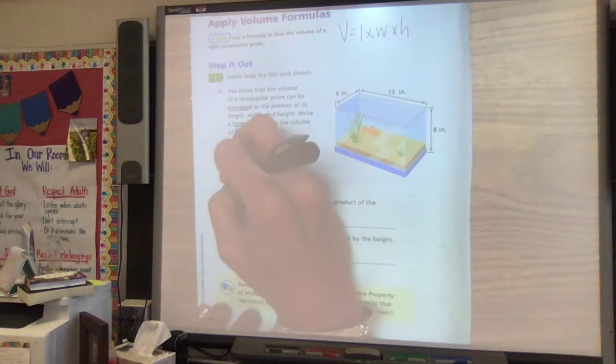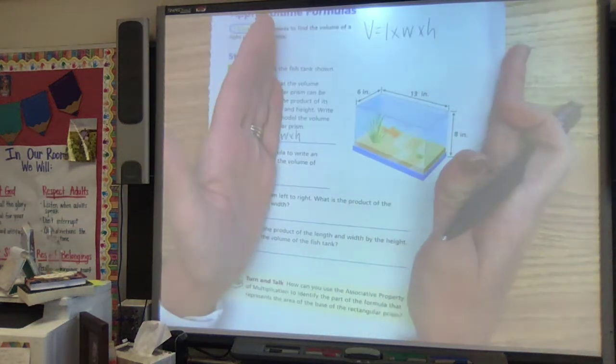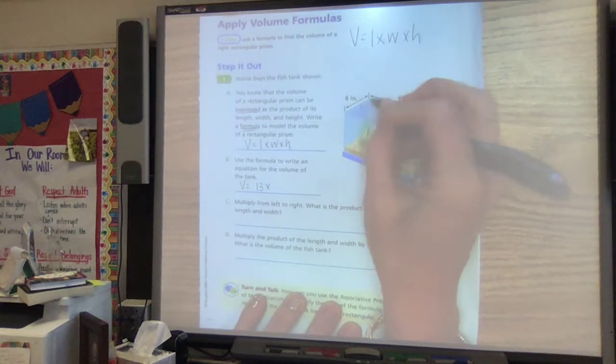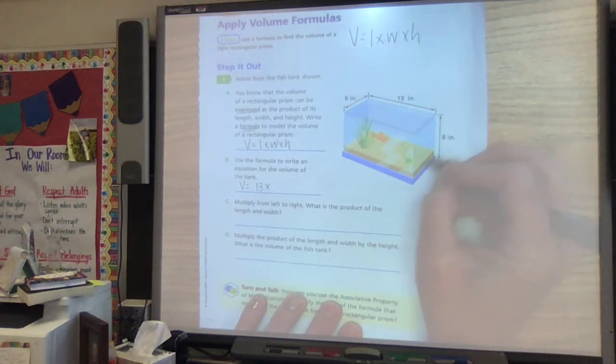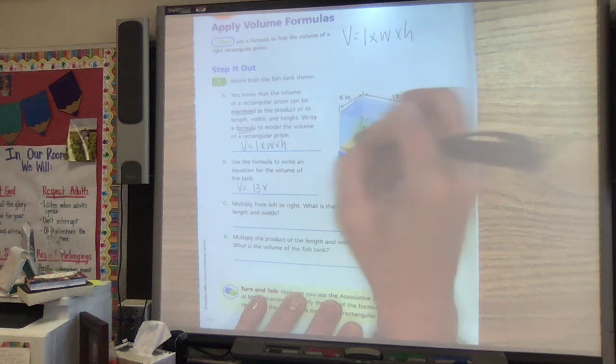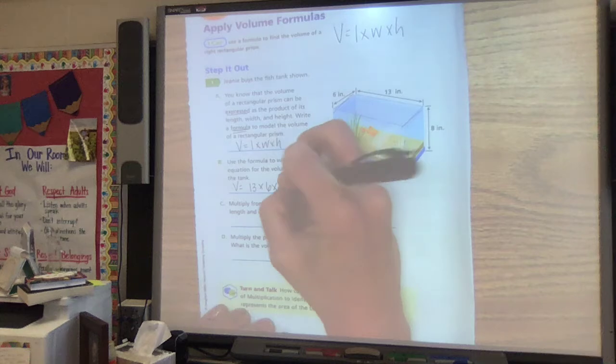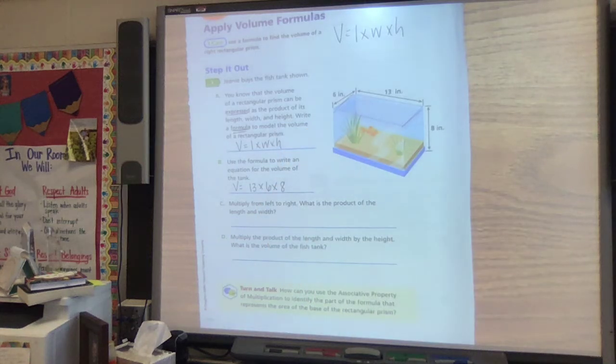Now it says use that formula to write an equation. So the volume is going to equal, how long is it? It's 13 inches. How wide is it? Remember, it's that sideways here. This is your width. Your width is 6, and your height is 8. All right? Then you're going to multiply from left to right.